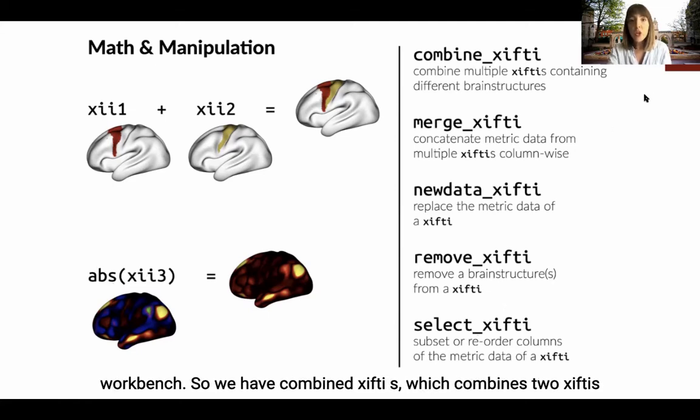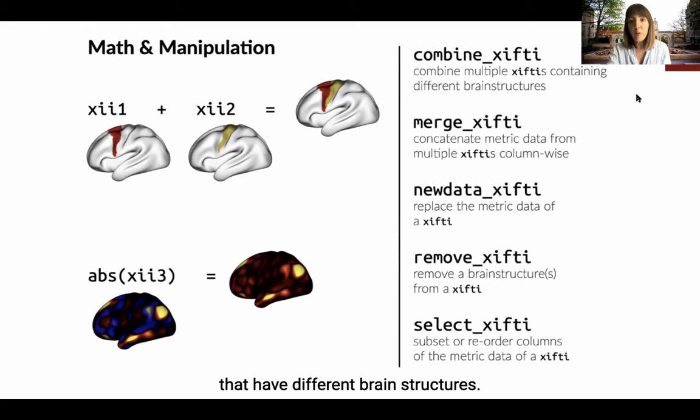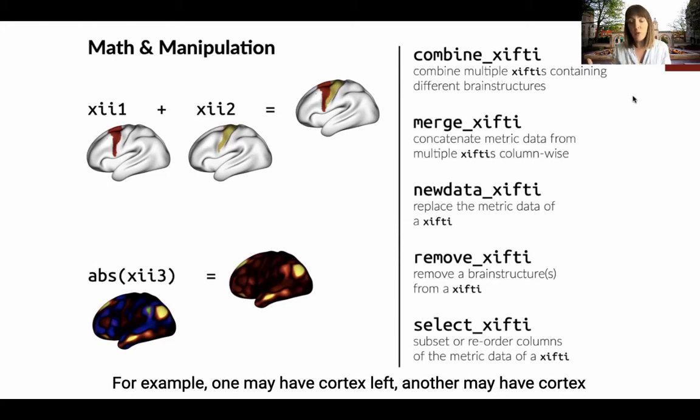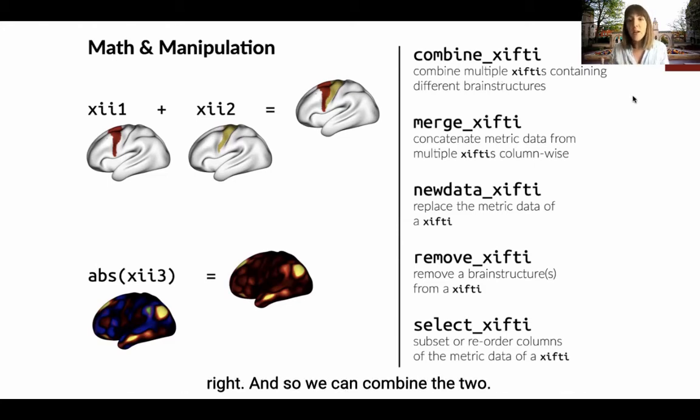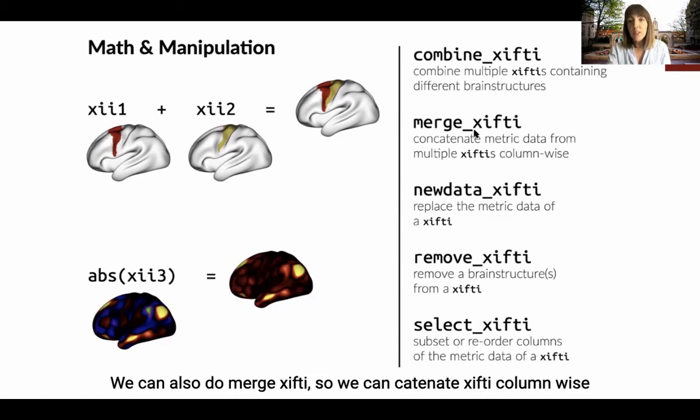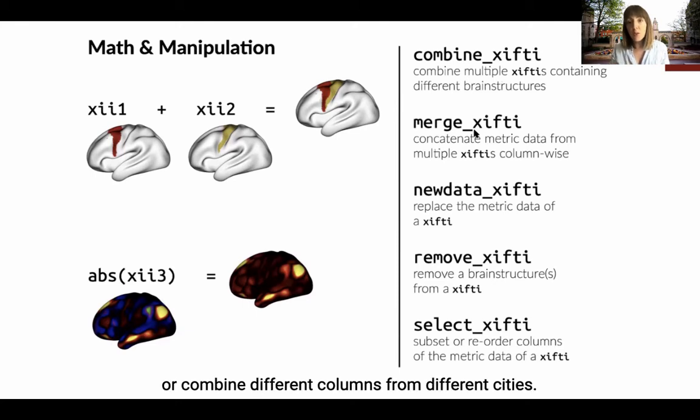the Connectome workbench. So we have combine CIFTIs, which combines two CIFTIs that have different brain structures. For example, one may have cortex left, another may have cortex right, and so we can combine the two. We can also do merge CIFTI, so we can concatenate CIFTI column-wise or combine different columns from different CIFTIs.